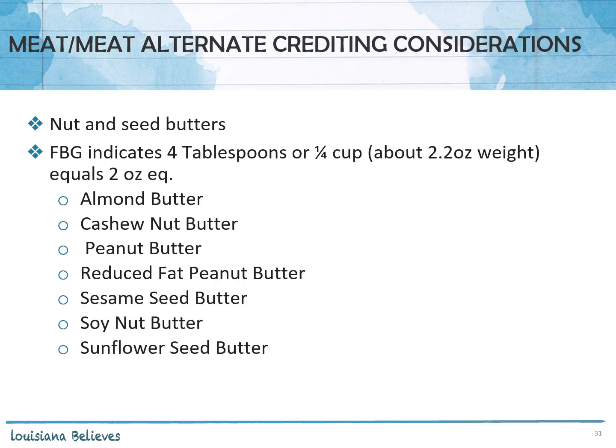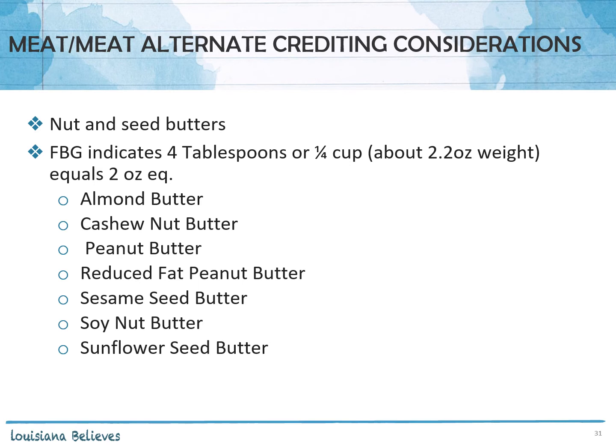2 tablespoons of nut or seed butters equal 1 ounce of meat alternate. Examples of allowable nut seed butters include almond butter, cashew nut butter, peanut butter, reduced fat peanut butter, sesame seed butter, soy nut butter, and sunflower seed butter.